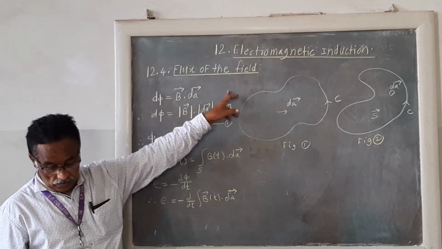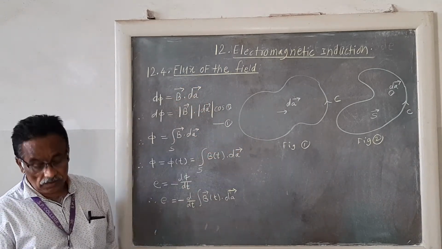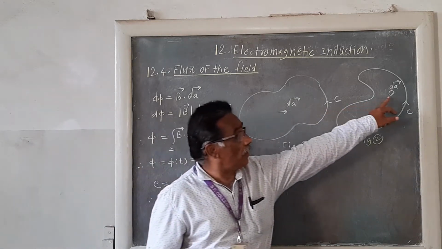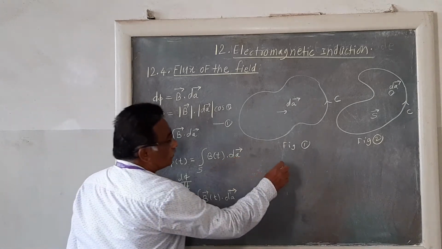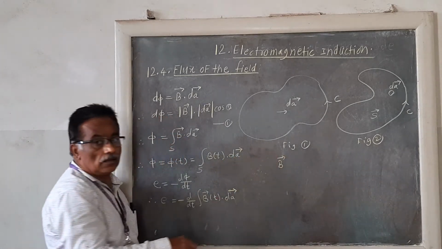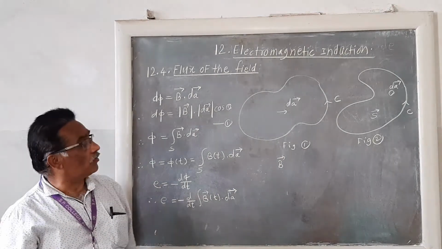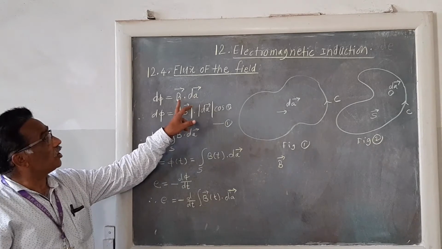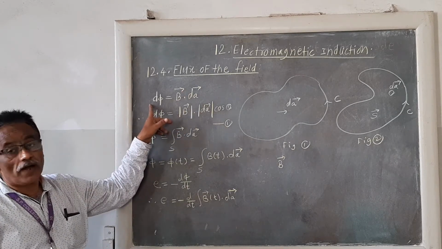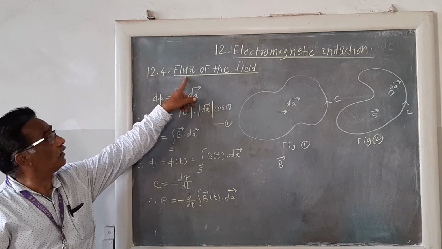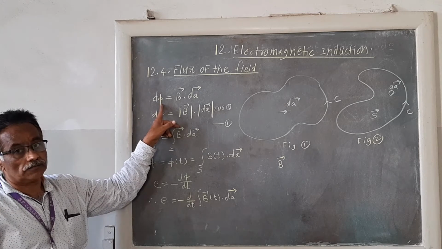Now, in order to have the flux, we have to take into consideration the surface area dA situated in a magnetic field B. Here B represents the magnetic field, and the direction of the magnetic field is represented by an arrow here. D phi will represent the change in flux. Phi is the flux, magnetic flux.